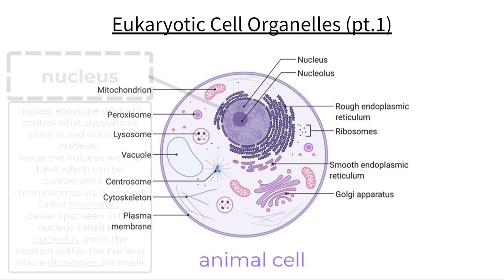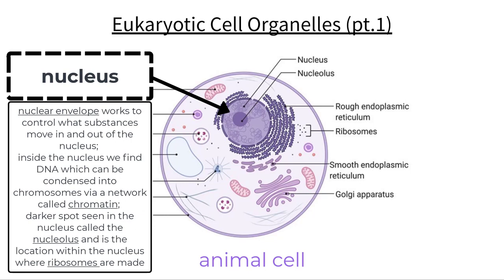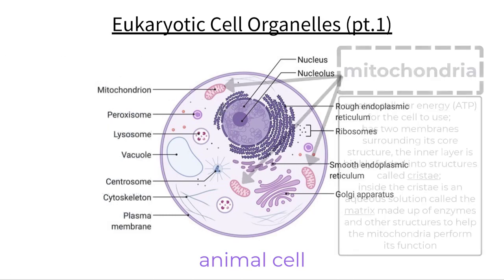First up, we have the nucleus. As mentioned before, the nucleus consists of a double-layer membrane called the nuclear envelope. This works to control what substances move in and out of the nucleus, and has small pores scattered throughout the envelope to aid that process. Inside the nucleus, we find DNA which can be condensed into chromosomes via a structure called chromatin. Additionally, there is a dark spot seen in the nucleus called the nucleolus, which is the location within the nucleus where ribosomes are made.